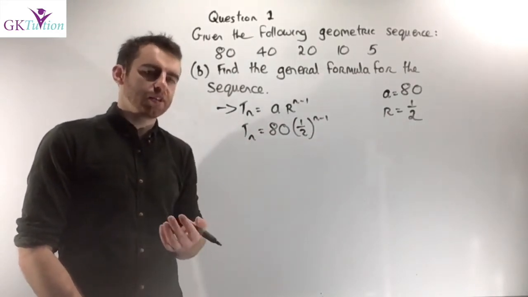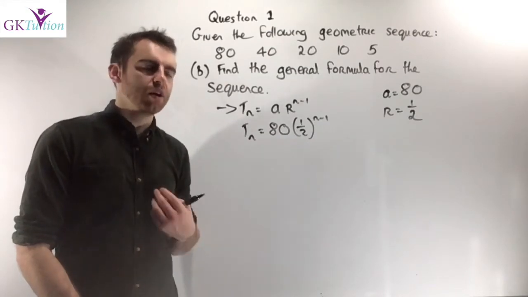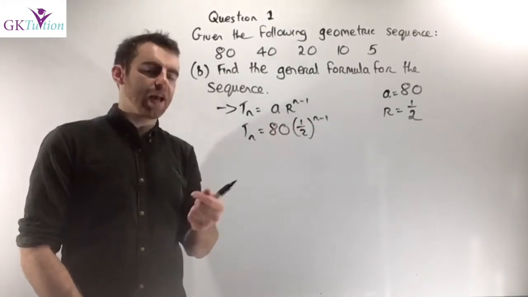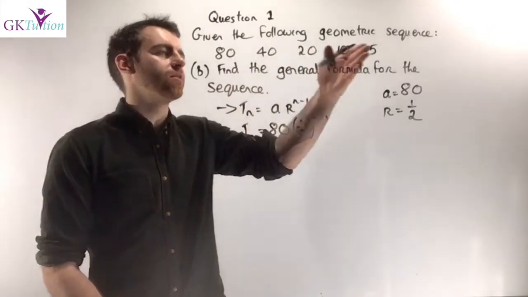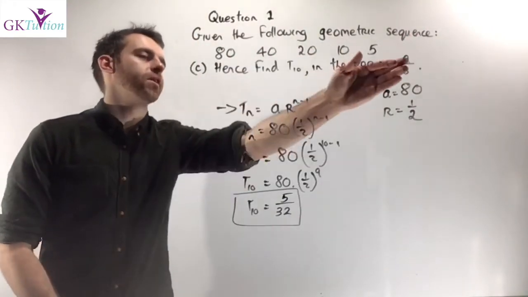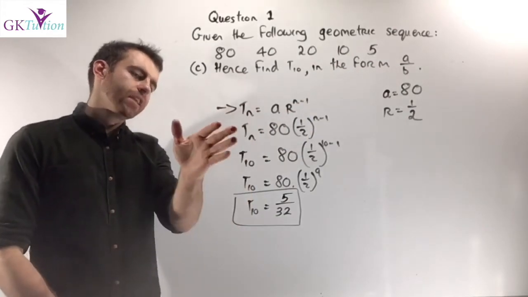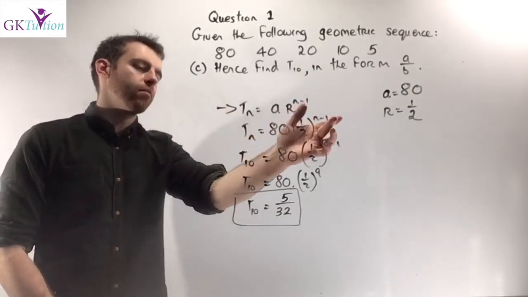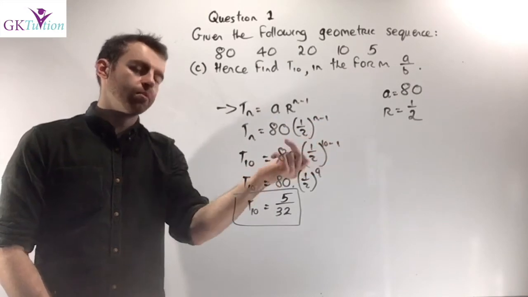In the next part of the question, now I'm asked to find T10. All I have to do is sub in 10 instead of n, and I'll be able to work out what is the 10th term in this pattern. So part C said, hence find T10 in terms of a over b. I had Tn was equal to 80 times half to the power of n minus 1, so just instead of an n, you sub in a 10.